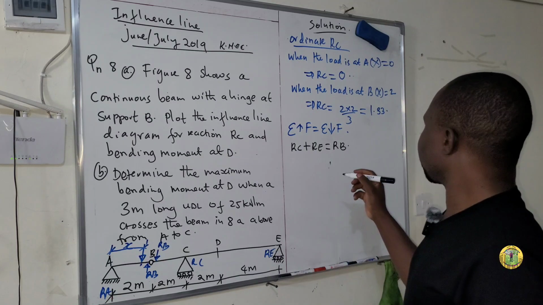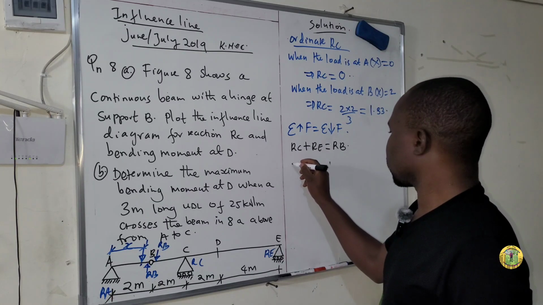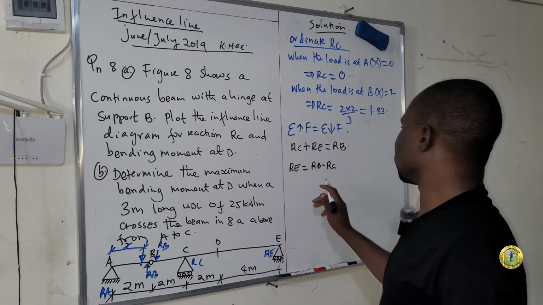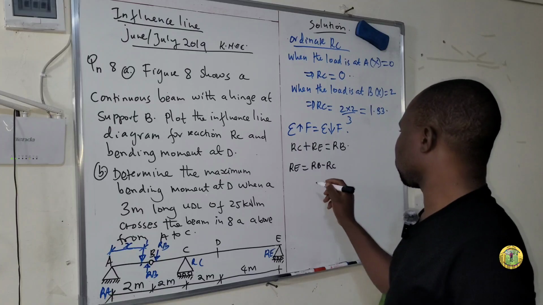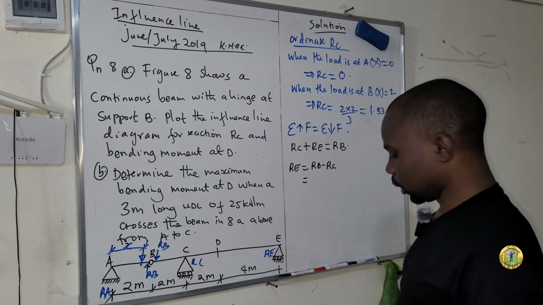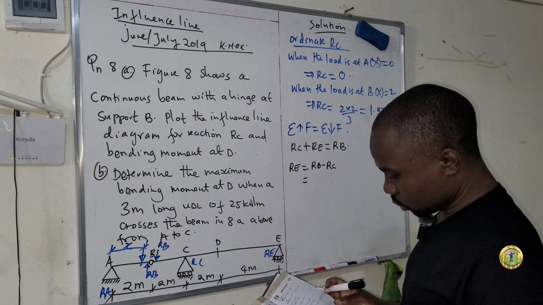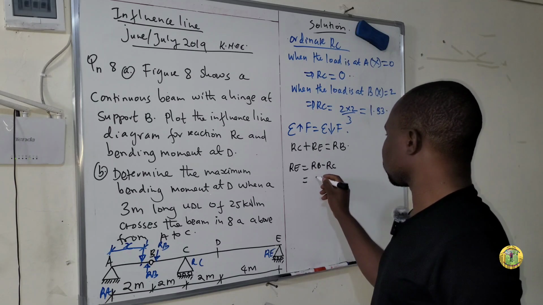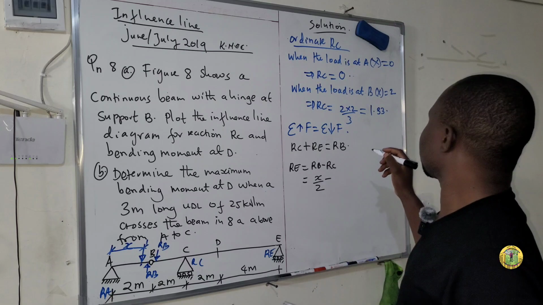We already know RC. So to get RE, RE is equal to RB minus RC. This RC will cross to the other side, so it will change sign from positive to negative. Also, we already have RB, which we have already calculated. Let me check it for you. So this is 0.5, or X over 2, minus RC, which is here.